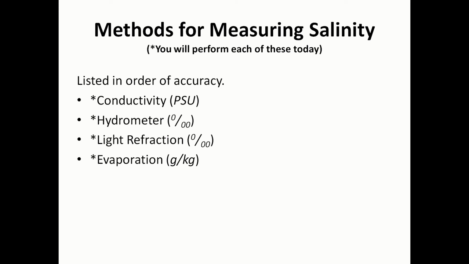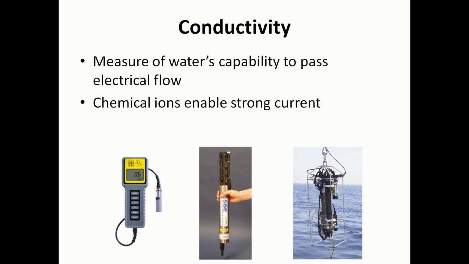This lab will be broken into 4 parts. We will be testing the accuracy of each of these 4 methods of measuring salinity. They are conductivity meter, the most accurate, then hydrometer, light refractometer, evaporation, and weighing. The conductivity meter comes in many forms, but we will be using the handheld type as located on the bottom left. The more current a conductivity meter detects, the higher the salt content.